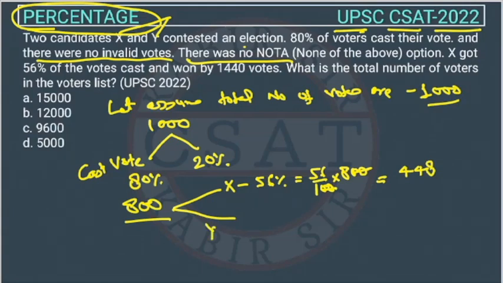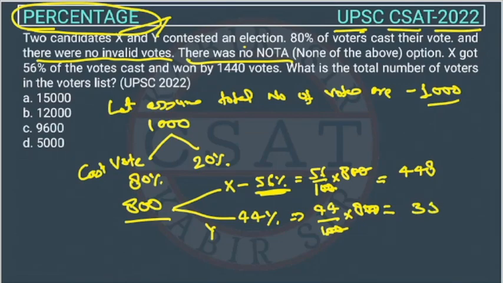And the other person Y will get how much? Y will get 44%, because 56% X is getting, so the remaining votes Y will get. So the remaining votes are 44%. 44% of 800 Y will get, right? So this will be 44% of 800. So this will be how much? This will be 352, right? Now what is the difference here? The difference here is of 96 votes, right?